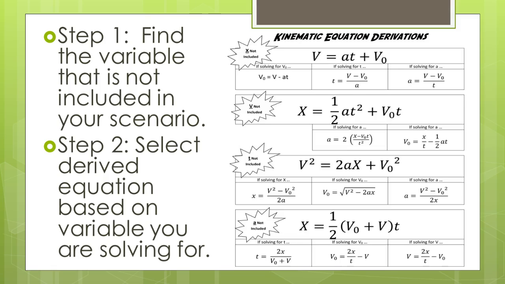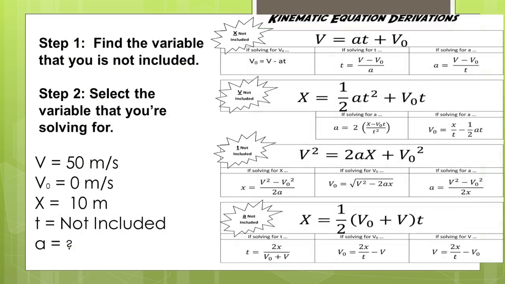Notice there are 4 sets of equations. Next to each one of those it says x is not included, v is not included, t is not included, or a is not included. Within each set, they have an equation with one variable by itself on the left side of the equal sign. If I'm solving for t, I'm going to find the equation that has t by itself. If I'm solving for a, I'm going to find the equation that has a by itself.